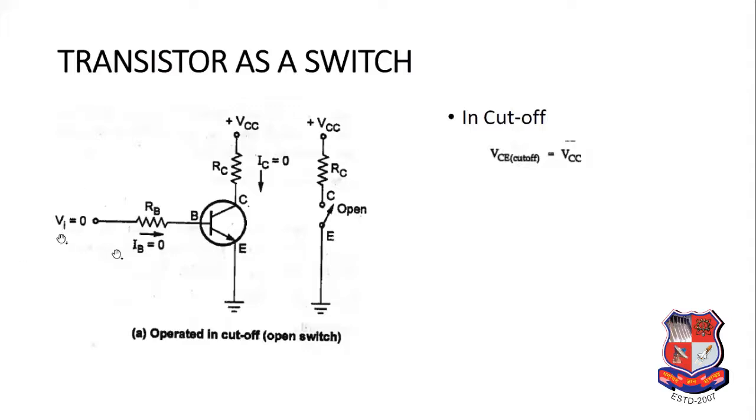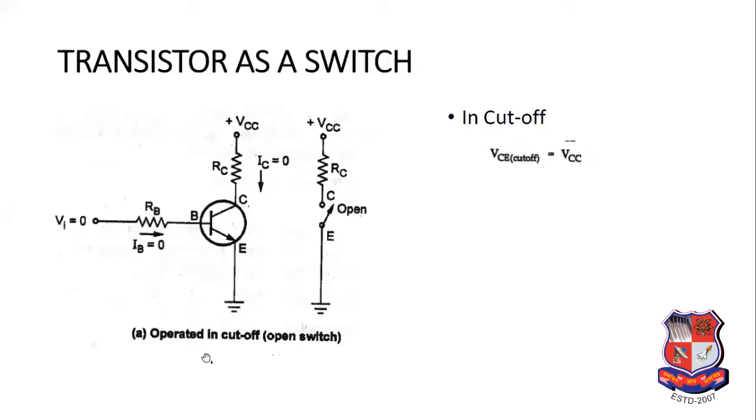Suppose Vi, the input at base, is equal to 0, meaning we are not applying any voltage at base. Then what will happen? The base emitter voltage will be 0 because there is no voltage at input. So there will be no base current, so no collector current, right? So this collector emitter part acts as open, as you can see here.